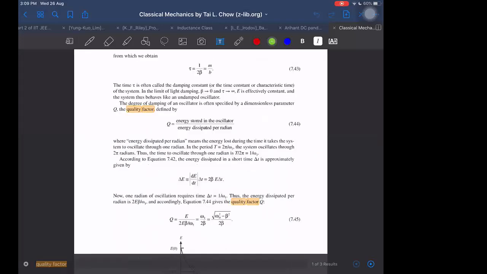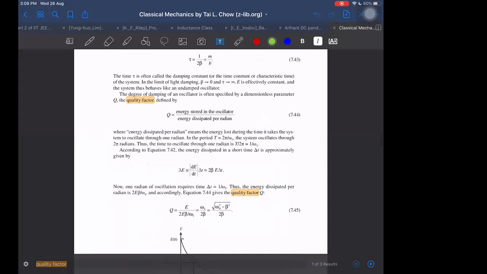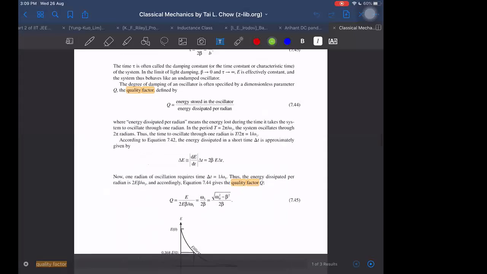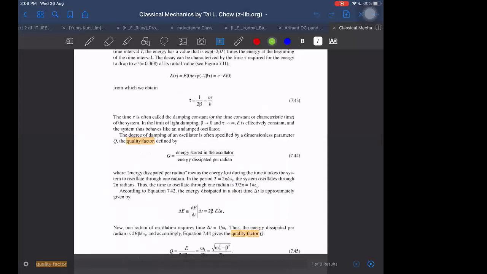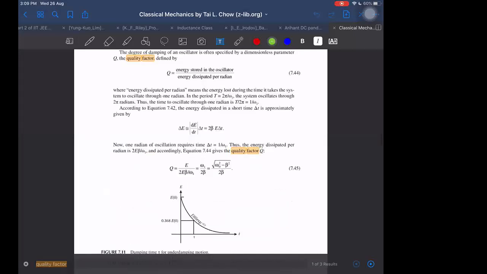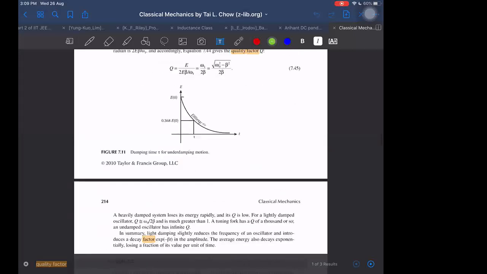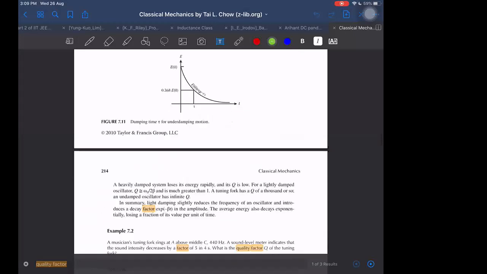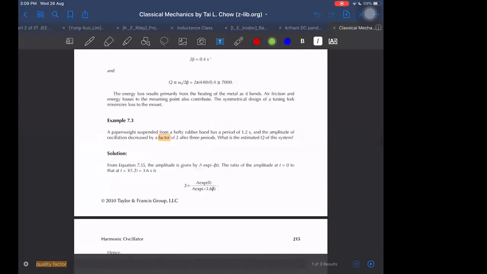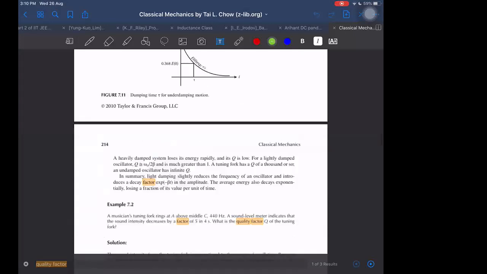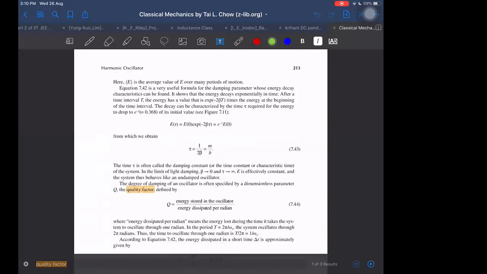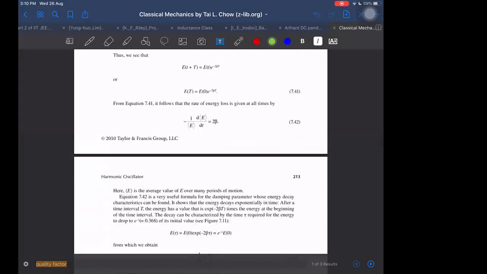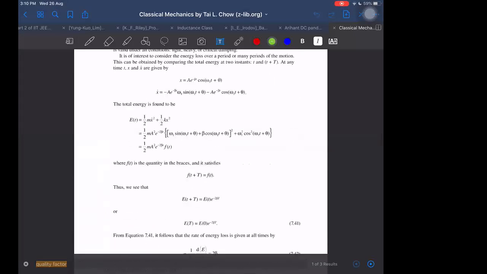This is also another way to define quality factor: energy stored in the oscillator upon energy dissipated per radian. I will tell you why this definition also works. I will give you that explanation also. This is another way to define quality factor: energy stored in an oscillator upon energy dissipated per radian.